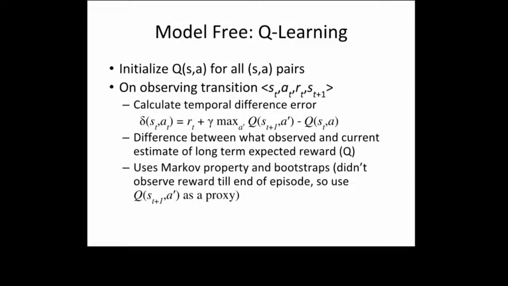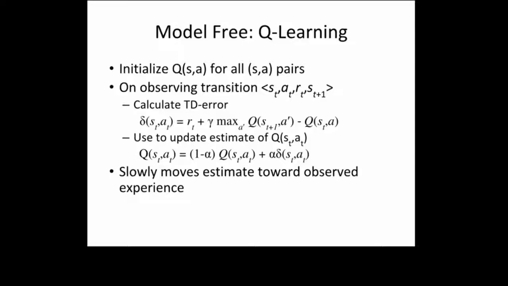It's making a number of important assumptions. It's leveraging the Markov property. This works because we know that the state is Markov. And it also bootstraps. What that means is that we didn't wait to see how much reward we got until the end of the episode or the end of time, but instead we use a proxy of the expected discounted sum of future rewards: whatever our current estimate is of the action value function. So we compute this TD error, and we use it to update the estimate of the state action values, which can then slowly move our estimates closer together.